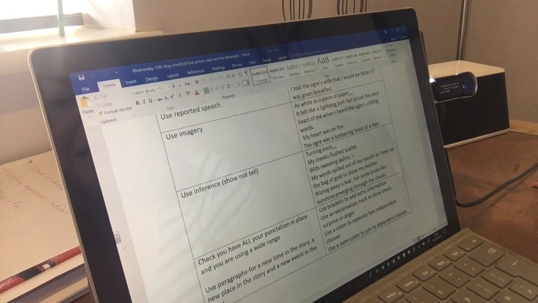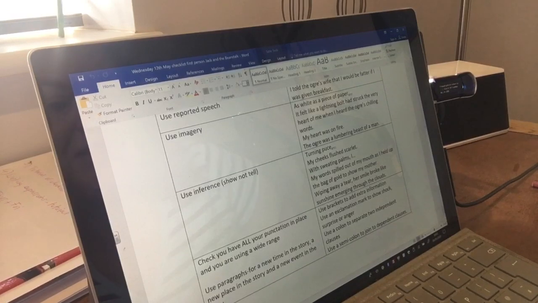And again, it's really important, Year 5 and 6, with any piece of writing, to check you have all your punctuation in place, all your capital letters, all your full stops. Try and use exclamation marks if something is shocking, surprising, or shows anger. Make sure you're using commas. Try and use brackets as well, semicolons, colons, and remember to use paragraphs. A new time in the story, new place in the story, new event in the story. Use different paragraphs.